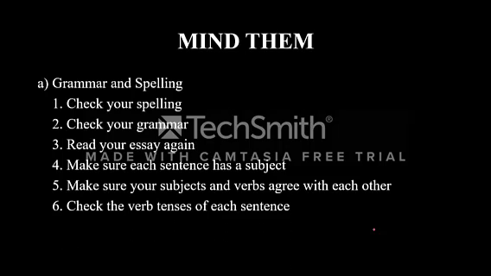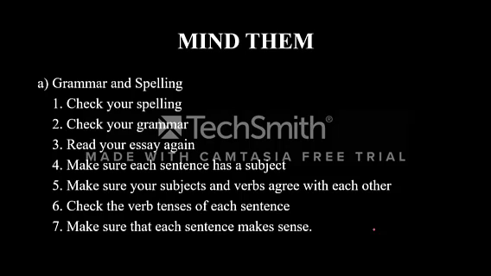When you're writing an essay, you cannot write in all three tenses. You can write either in present or past or future. You cannot write all three tenses. Not possible. Mind that thing also. Make sure that each sentence makes sense. This is very, very important. You have to make sure your sentence is giving sense.